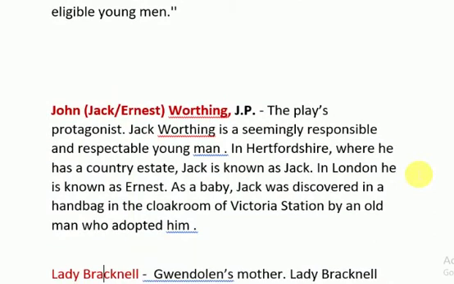John or Jack, he has two names. The play's protagonist, the hero, Jack Worthing, is a seemingly responsible and respectable young man in Hertfordshire, where he has a country estate. Jack is known as Jack in the country and as Ernest in London. As a baby, Jack was discovered in a handbag in the cloakroom of Victoria Station by an old man who adopted him. So more or less we now have an idea about John. He is a protagonist. He was found as a baby in a handbag. He is somehow an eligible man since he has a house. He has got a country estate.